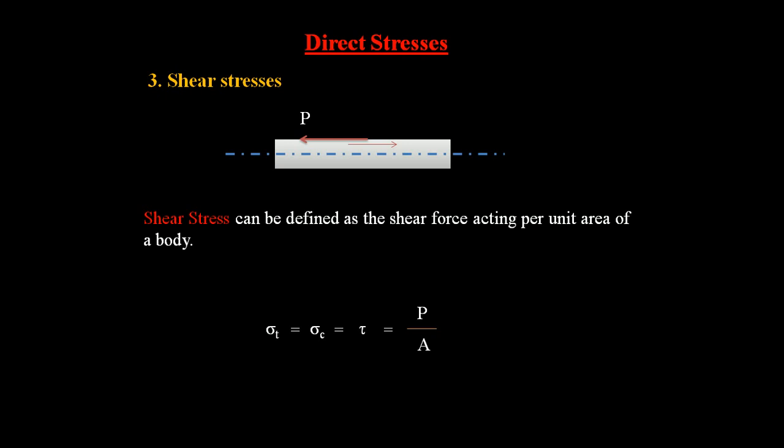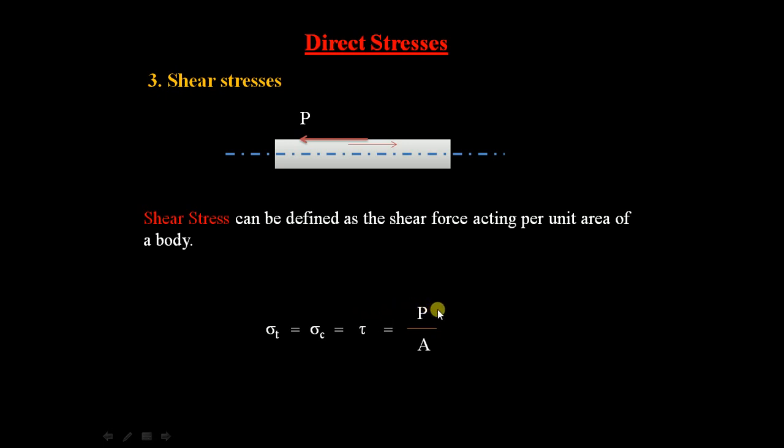If you are considering tensile stress, we need to consider the tensile force by area. If you are considering compressive stress, we need to consider the ratio between compressive force to area. And shear stress means shear force by area. Okay, these are the symbols we can use for representing tensile stress, compressive stress, and shear stress. Sigma T is for tensile stress, sigma C is for compressive stress, and tau is for shear stress.